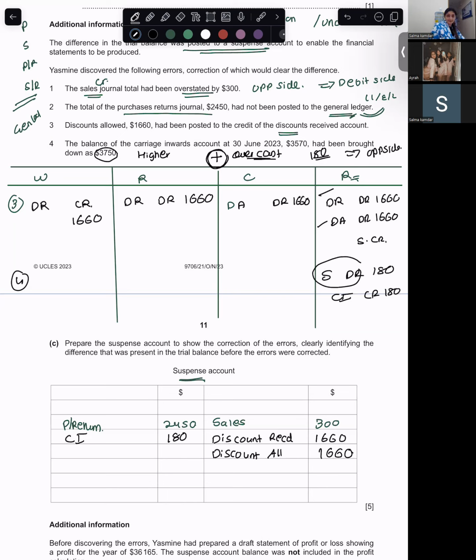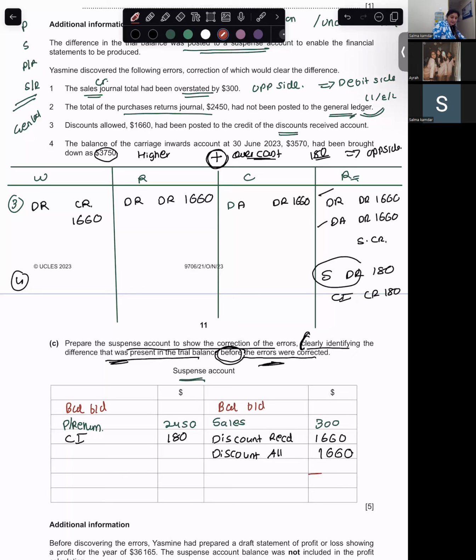They have said prepare the suspense account to show the correction of errors. Clearly identify the difference that was present in the trial balance before the errors were corrected. That means they clearly want you to identify the difference in the trial balance before the error was corrected. Any difference would be the balance brought down, either on the debit or on the credit.